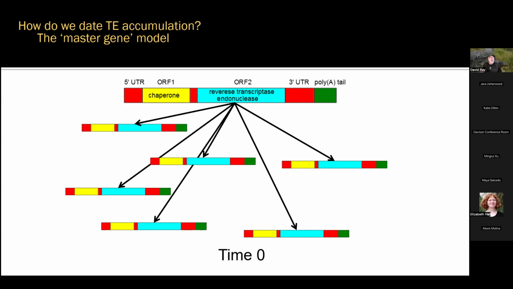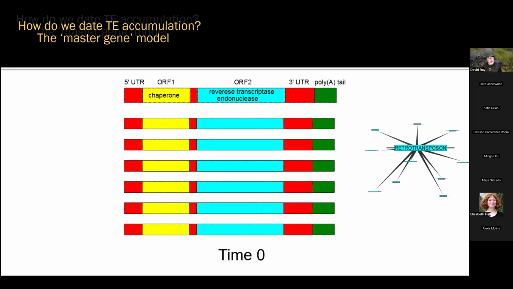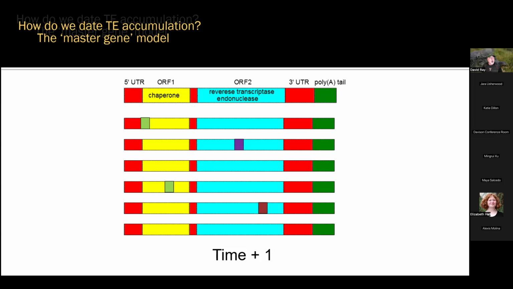And at time 0, it's going to be producing copies of itself. It's a retrotransposon. It's going to deposit new copies throughout the genome. And at the time that that occurs, the daughter copies will be identical to the parent copies. And so at time 0, they should all look exactly the same. But obviously, over time, mutations are going to occur in all those copies, and they're not going to occur in the same way.